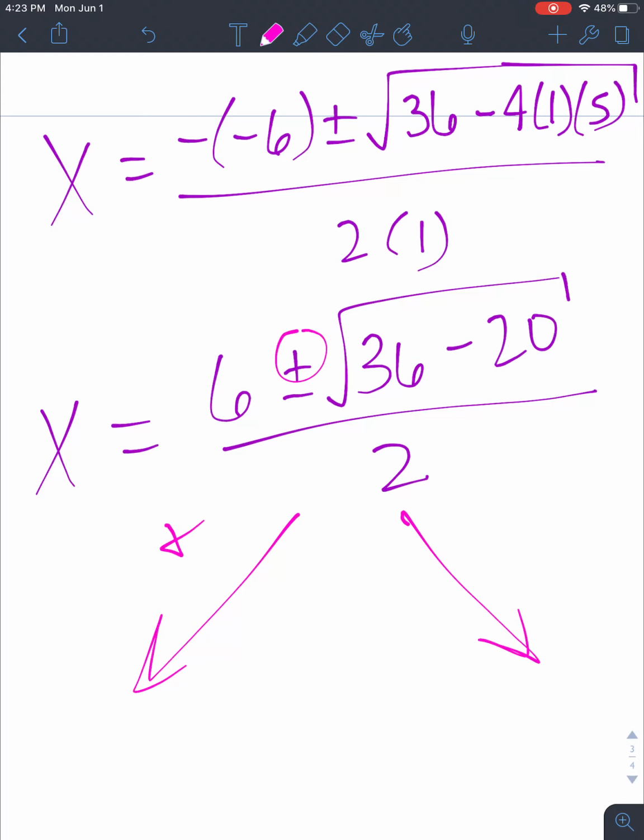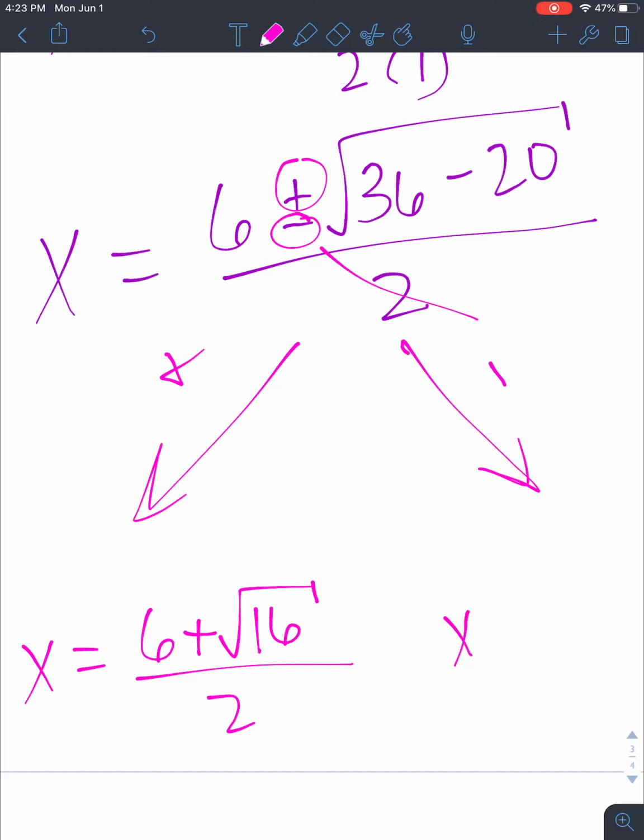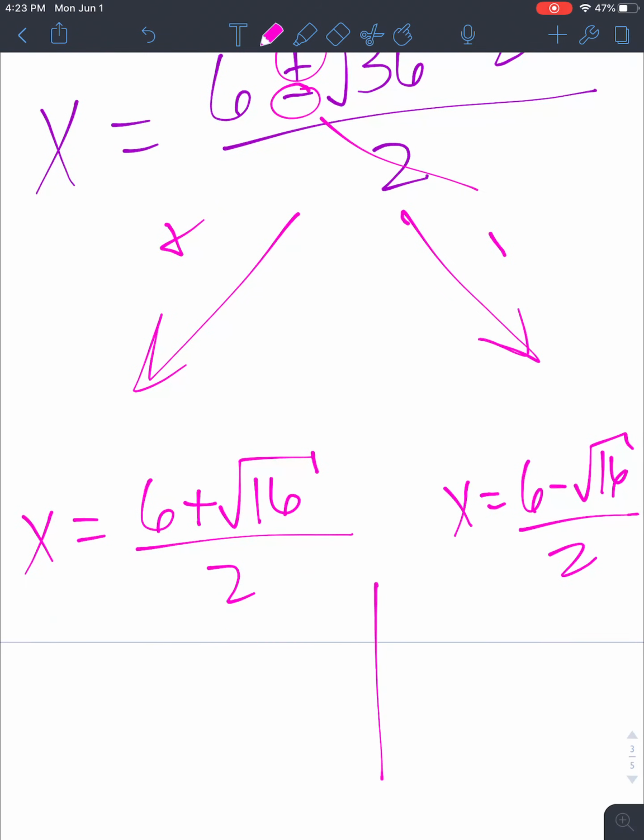x into our plus on one side and our minus on the other. So we know that x equals 6 plus the square root of 36 minus 20, and 36 minus 20 is just 16. So we have 6 plus the square root of 16 over 2, and we have 6 minus the square root of 16 over 2. All right, so those are your two x values. Because remember, we're working with quadratics, right? Which means they cross the x-axis 2 times.